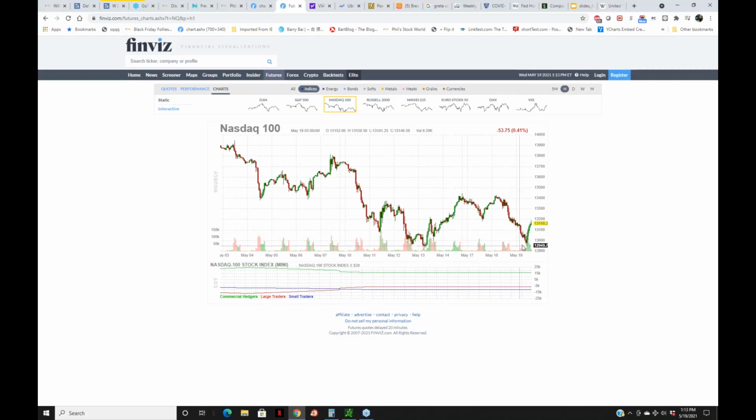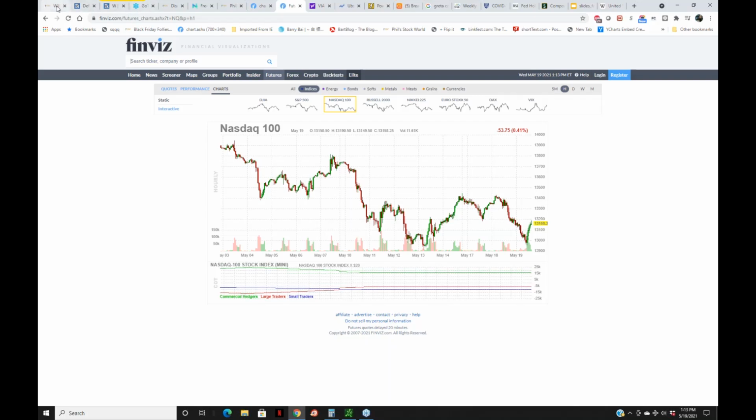Below 13.3, back to 13. Once you fail 13, 12.7, and then 12.4. 12.4 is the next major support. So that's what we're going to be looking for in the long run. And again, the 5% rule tells you where your support and resistance points are going to be. Then you have to think about the macros.